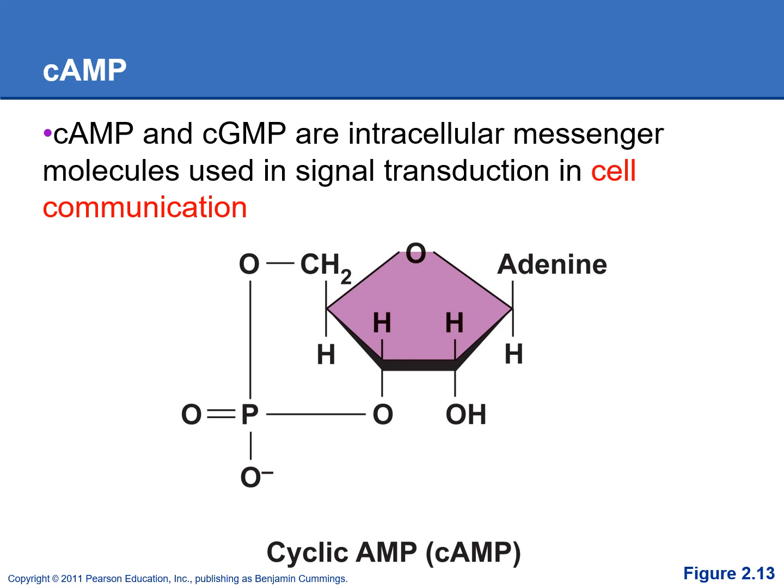Okay, and then here's just cyclic AMP. It's just AMP, but how it changed is they just took the phosphate group and they just made a circle out of it. Okay, and we'll talk about this one a little bit later, but it's used in the cell signaling pathways, so for communication.